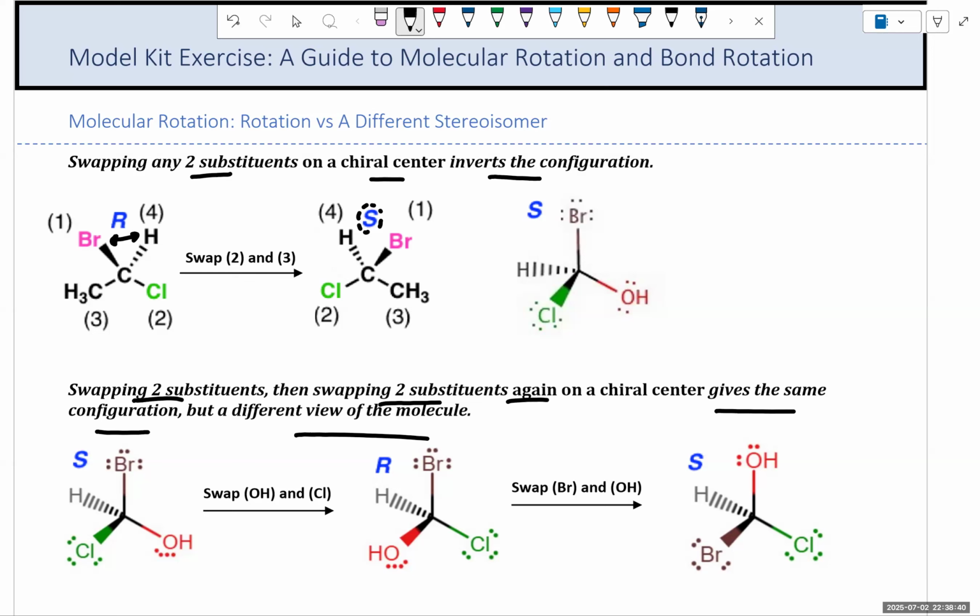So let's make a model of this compound, and let's show that swapping substituents successively is identical to rotation. I mean, whenever you're taught a rule or an idea, it's important to justify it to yourself that that rule or idea actually works, that it actually has merit. So let's test that. Okay.